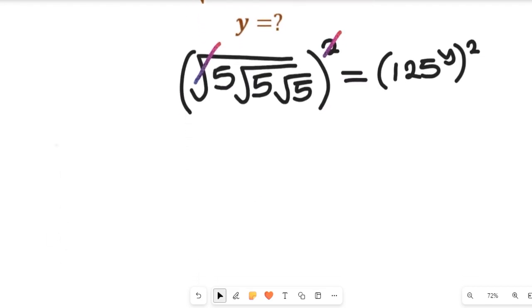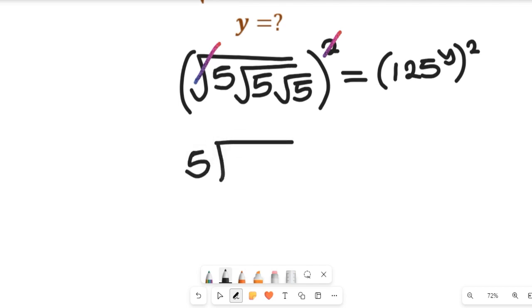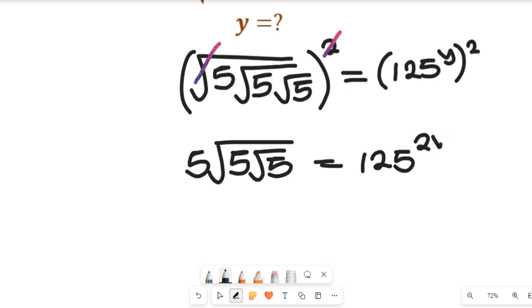So what are we left with? We'll be left with just one square root. So that will be 5 multiplied by the square root of 5. We'll be left with 2 more square roots multiplied by the square root of 5. And this will be equal to 125 to the power of 2y, according to the law of indices.